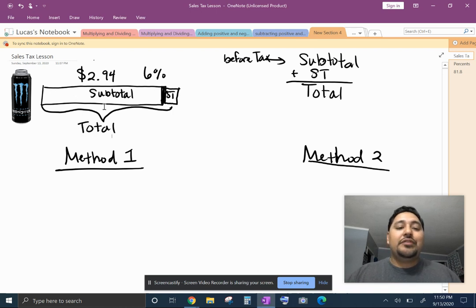So you have your subtotal, which is before tax. Then you have your sales tax. Then you have your total, which is after your sales tax.